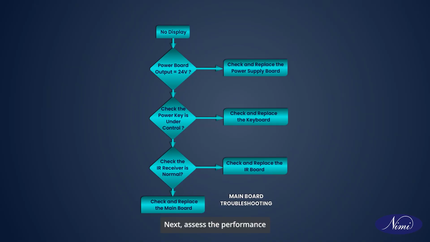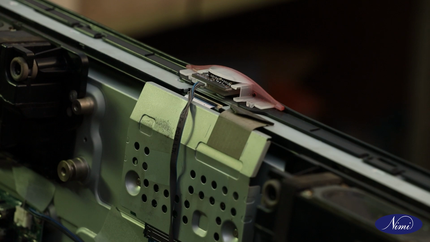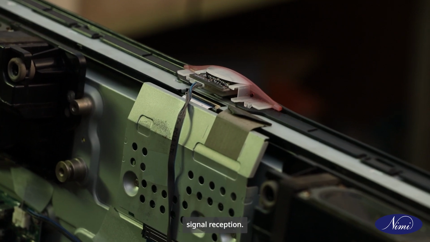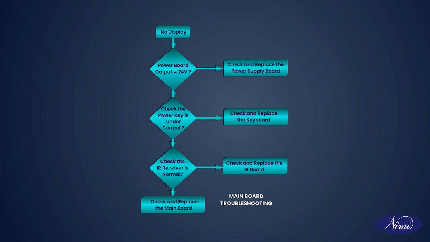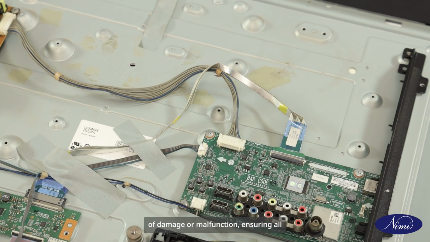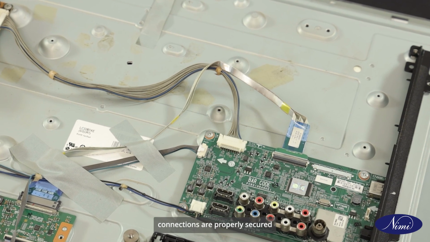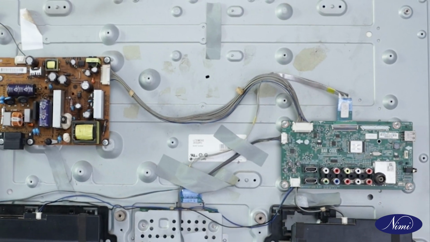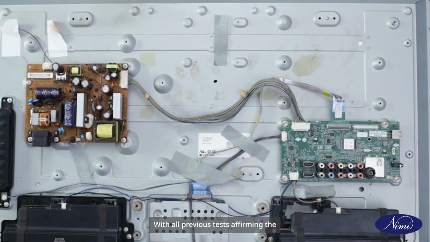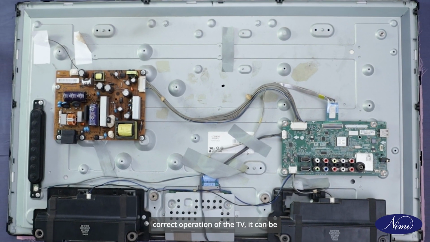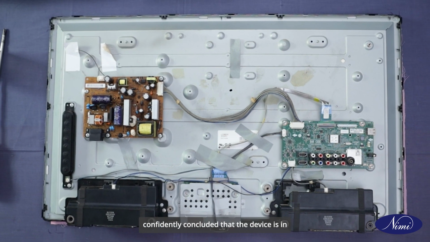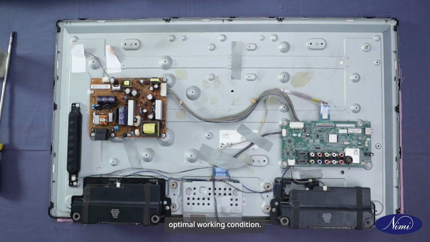Next, assess the performance of the IR receiver. Replace if necessary to restore signal reception. Lastly, verify the main board for any signs of damage or malfunction, ensuring all connections are properly secured to facilitate TV startup. With all previous tests affirming the correct operation of the TV, it can be confidently concluded that the device is in optimal working condition.